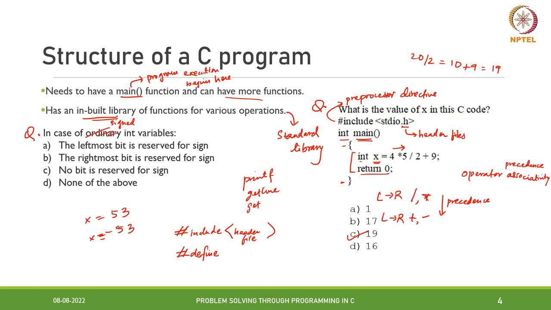The leftmost bit is reserved for the sign. The rightmost bit is reserved for the sign. There is no bit reserved for the sign, or none of the above.